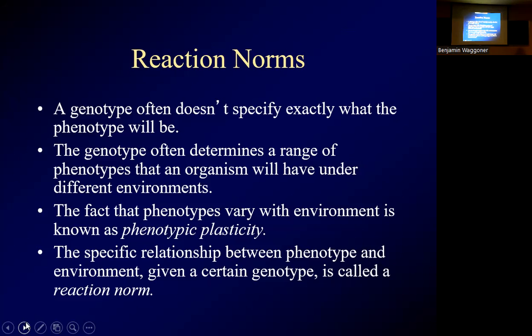So just the general fact that phenotypes can vary with environment is called phenotypic plasticity. On the other hand, if we measured a bunch of cats for average amount of dark pigment, and we graphed that against temperature that they were being raised in, the relationship between how dark a cat looks and how cold its environment is would be a reaction norm. A reaction norm is a description of what type of phenotypic plasticity you have.